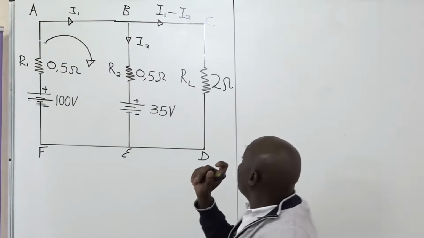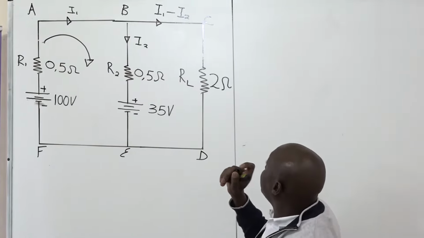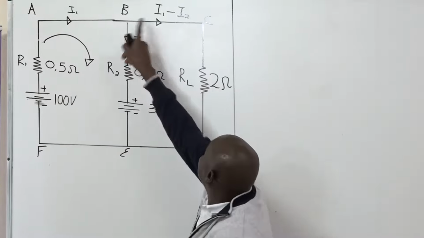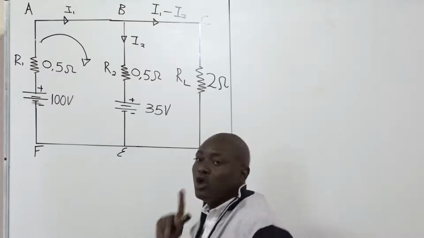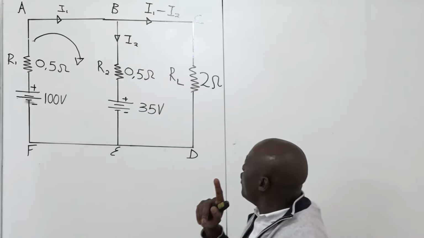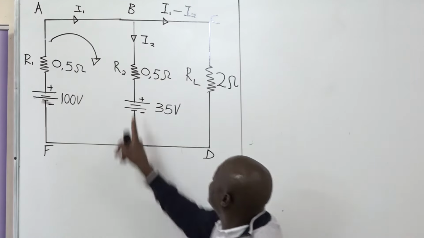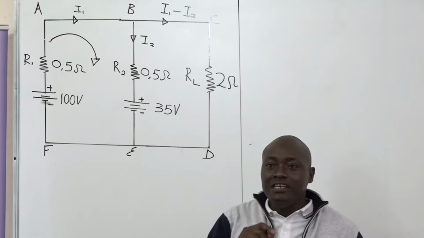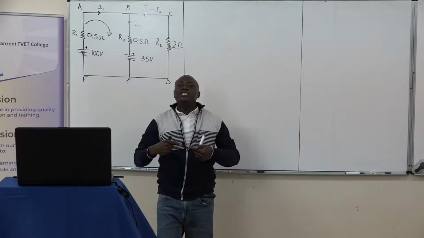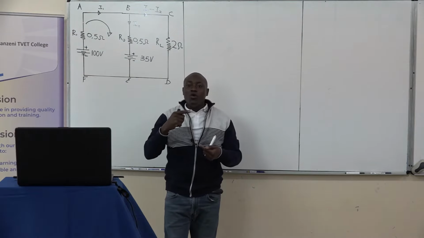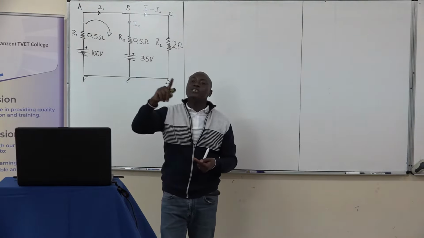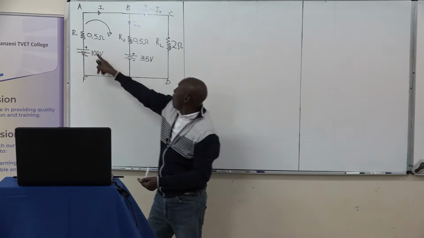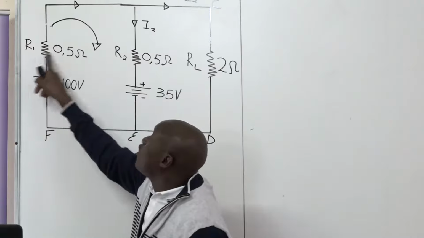Now, if you check again, I have another loop, which is B, C, D, E. We can ask ourselves, why are we not saying F, E, B, A, back to F? The reason is that we are talking about the conventional current, which flows from positive to negative on our terminals. This is the conventional current.